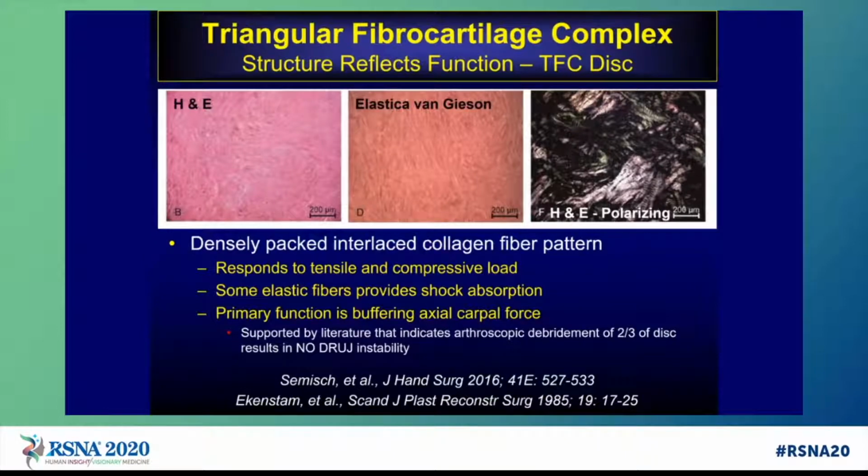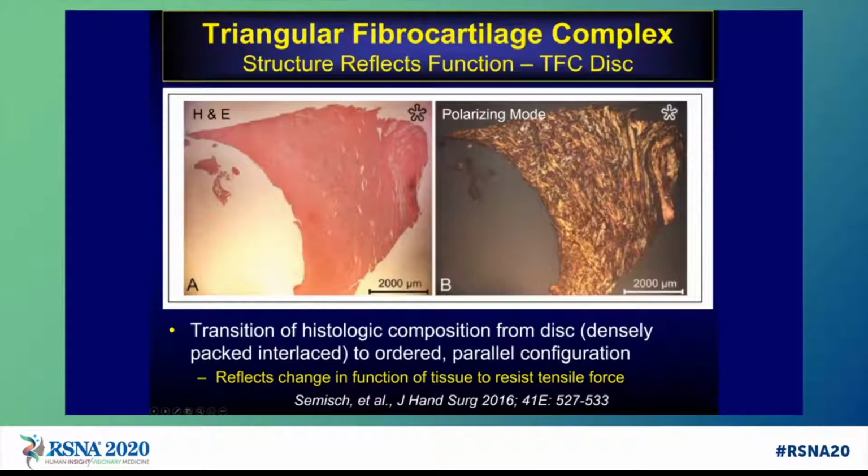As we consider the triangular fibrocartilage disc proper, look at the H&E preparation, the elastica van Gieson, the polarizing light microscopy from the H&E preparation, and we can see this densely packed interlaced collagen fiber pattern. Now, if you superimpose that on the slab of tissue that as an imager you perceive the triangular fibrocartilage to be, you can understand that the primary function of the TFC proper, the disc component, is to buffer that axial carpal force. That becomes very important as we think about patterns of failure and function proper.